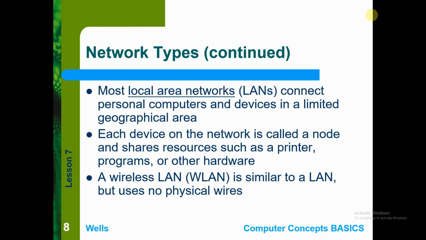Most local area networks connect personal computers and devices in a limited geographical area. As the term local area suggests, it is limited within a certain block or a certain building, or maybe even a certain laboratory. Each of the devices that connect to this network is called a node, and they tend to share resources like a printer, programs, and other hardware.